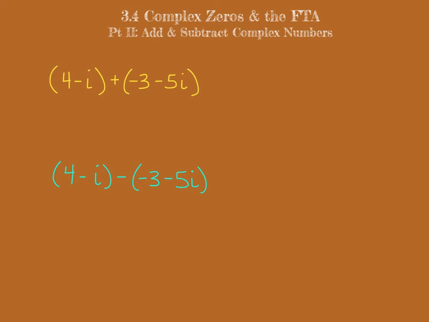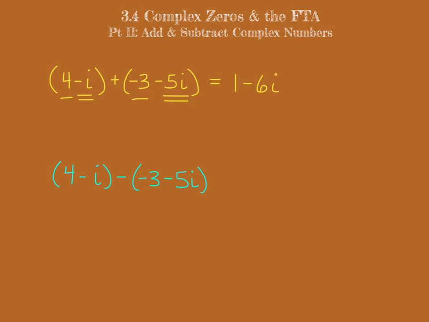So we're adding 4 and negative 3. Those are like terms because they're both the real parts. Then we'll be adding negative i and negative 5i because those are both the imaginary parts of the complex numbers. Again, combining like terms. So 4 plus negative 3 is a positive 1. And then when we add a negative 1i plus a negative 5i, we'll have a negative 6i. So we'll write minus 6i.